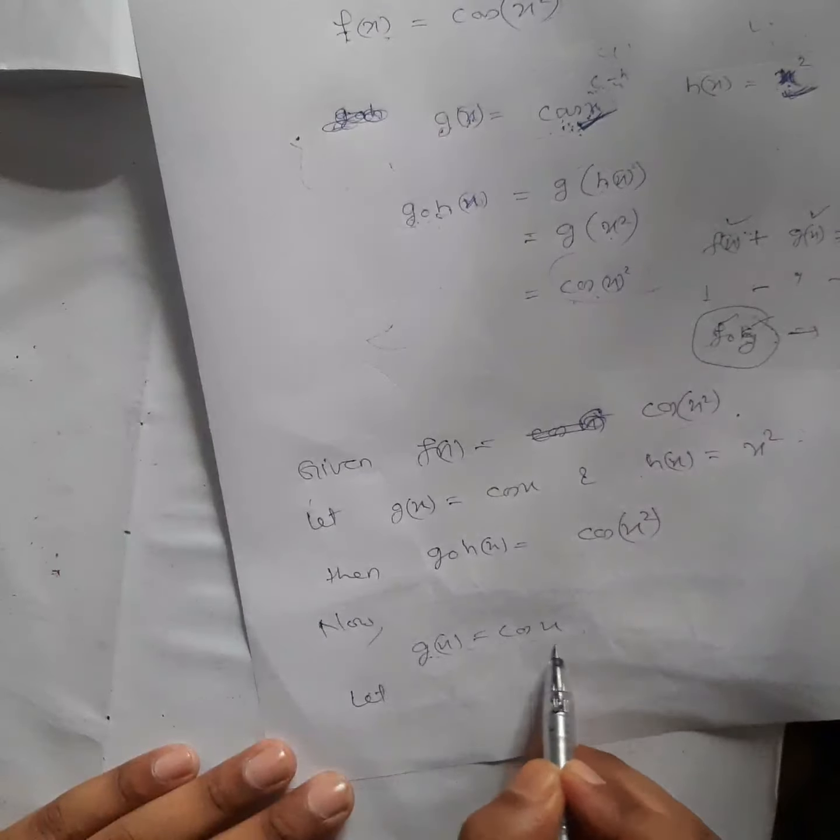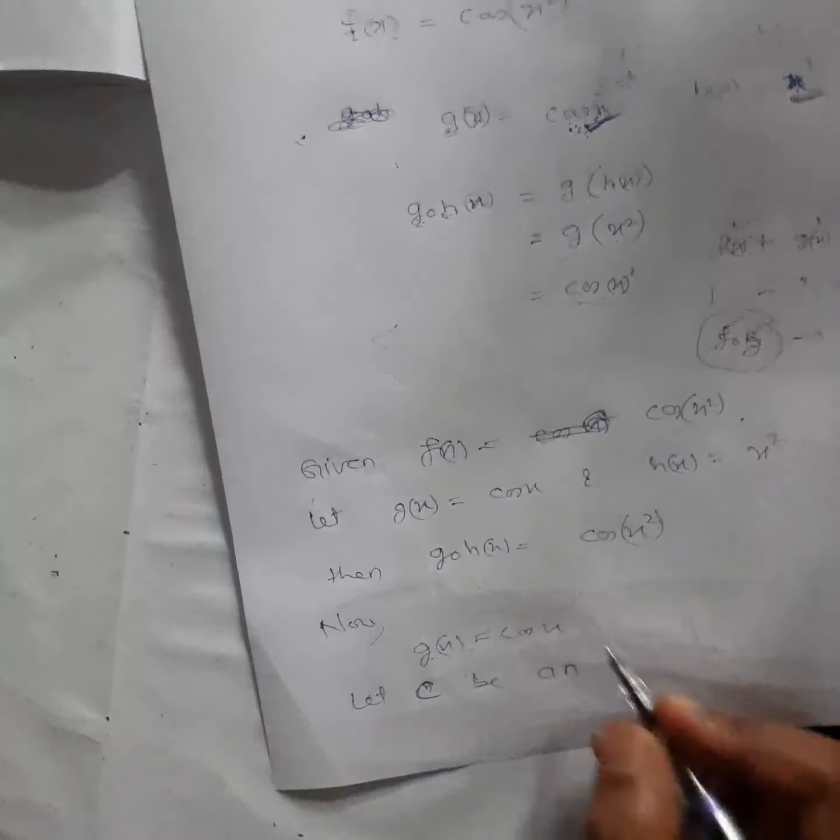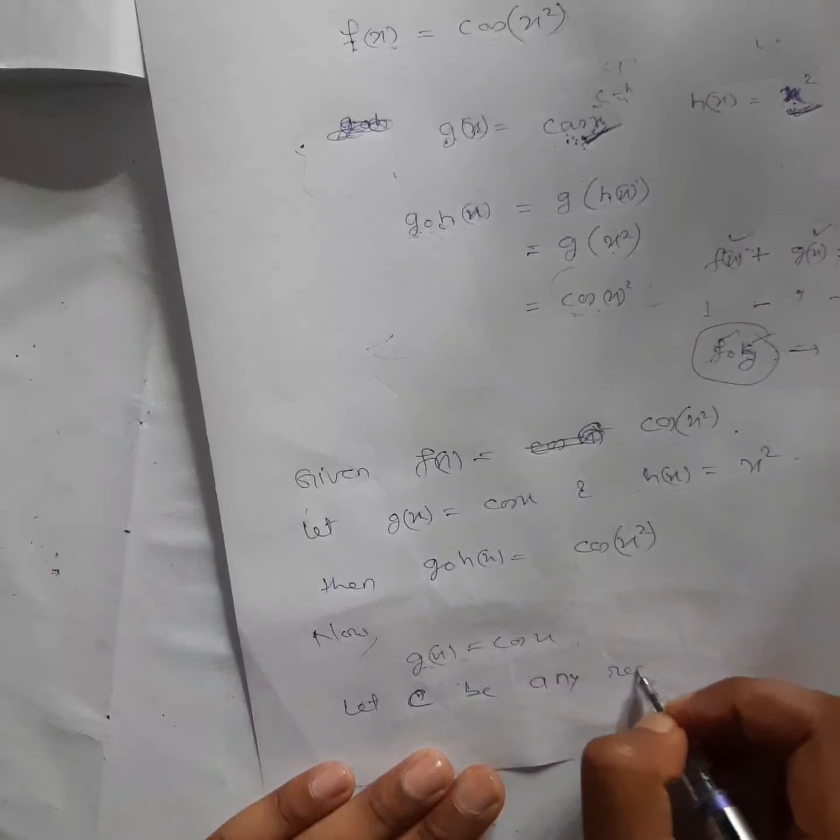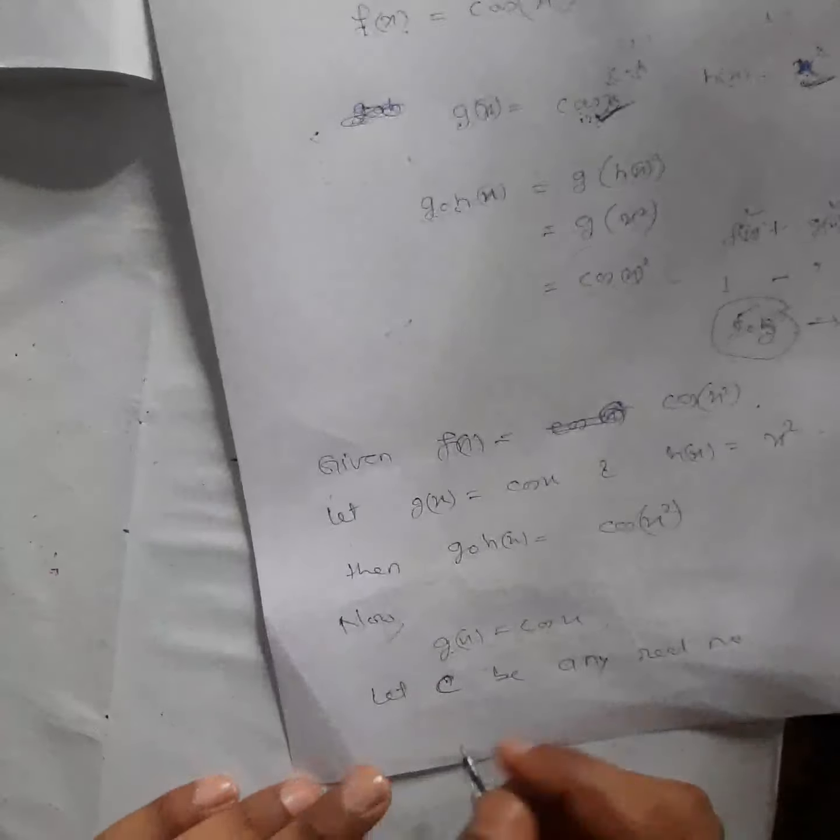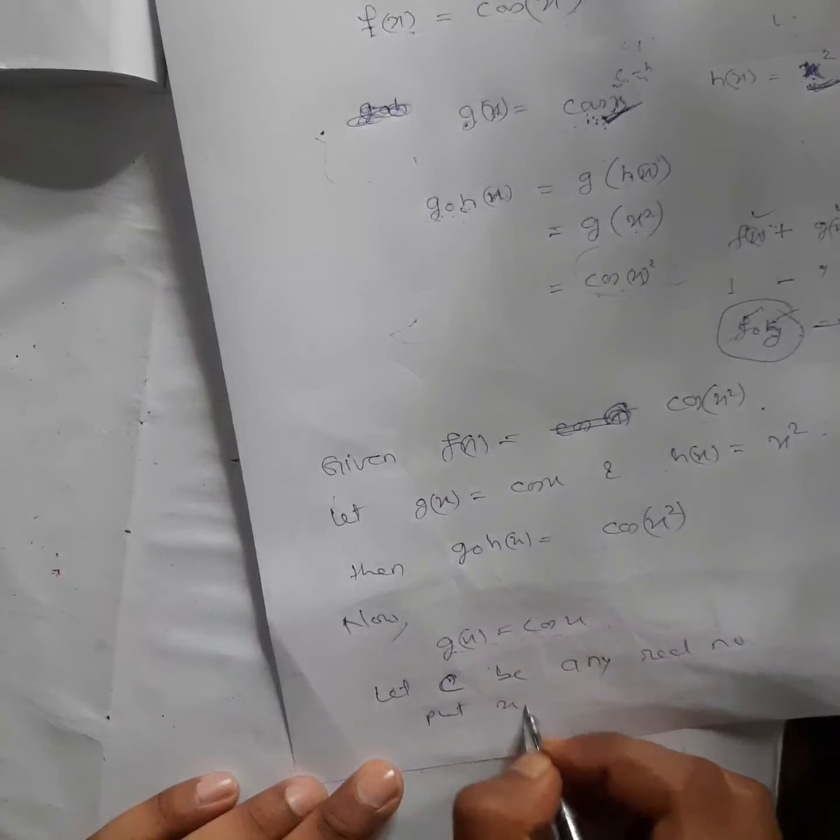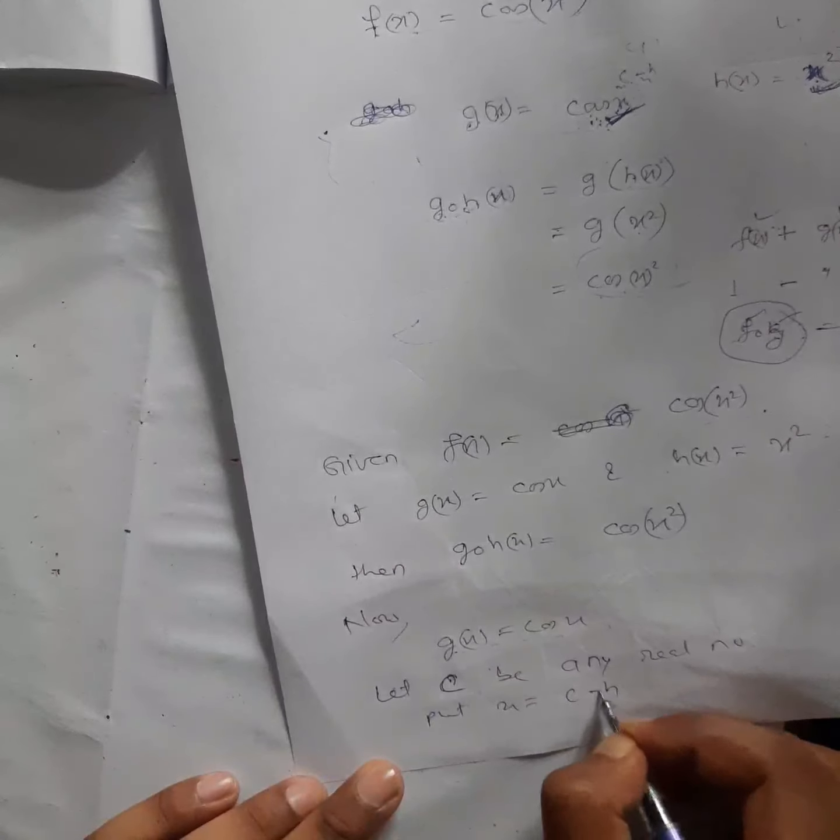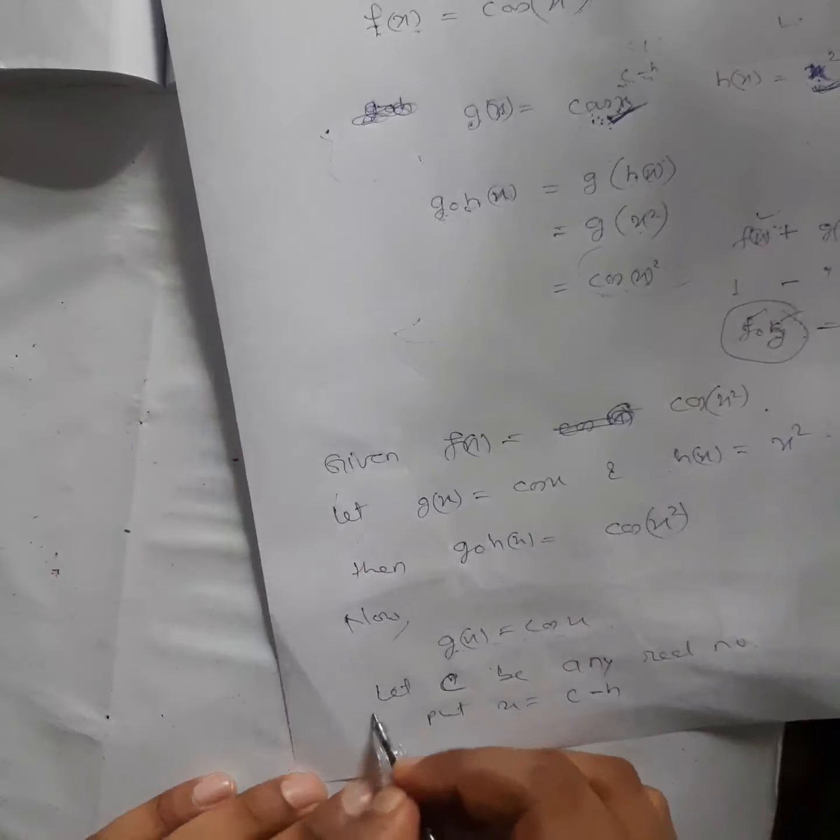Let c be any real number. Question number 20 now. C be any real number. Then put x equal to c minus h. For the left hand limit we are doing, okay? Or you can write down here, for left hand limit put x equal to c minus h.